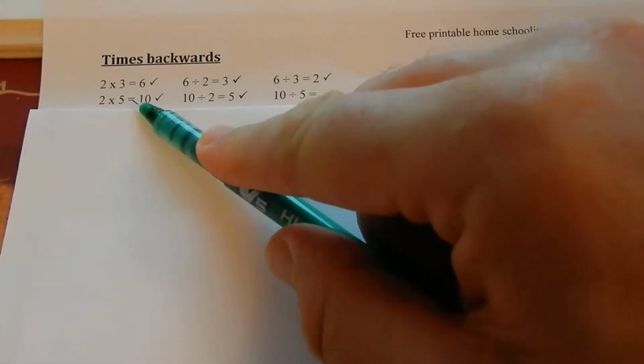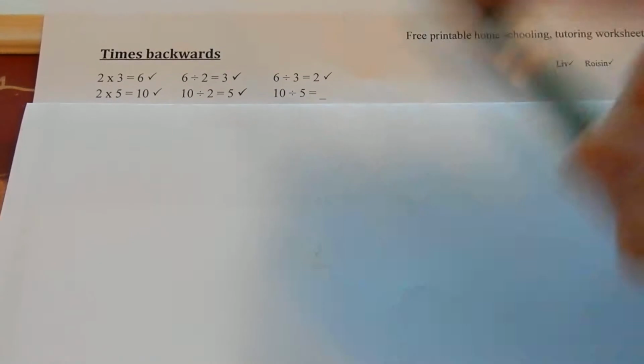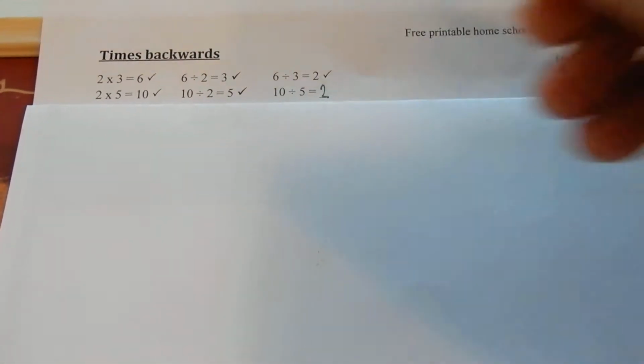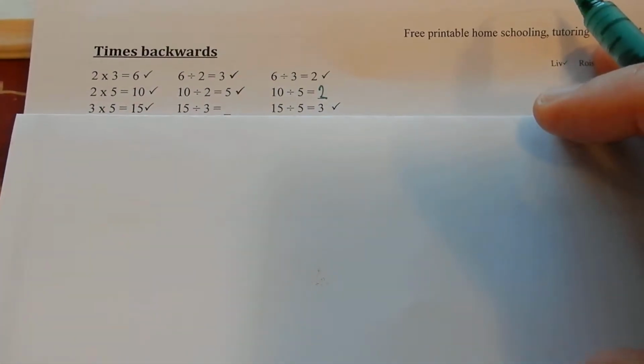2 times 5 is 10. Ching. 10 divided by 2 is 5. 10 divided by 5 is 2. When you've got 2 of the triads, the third one comes up.